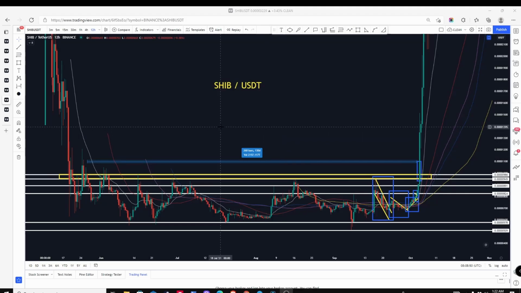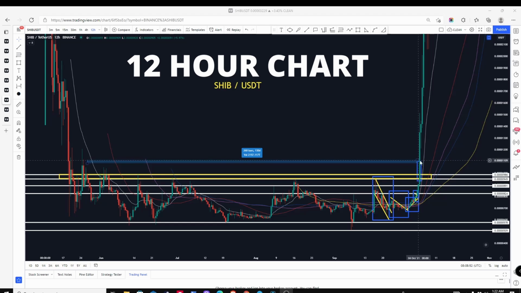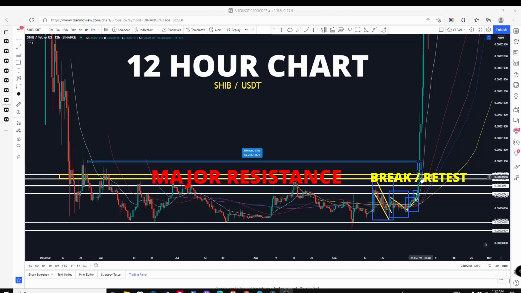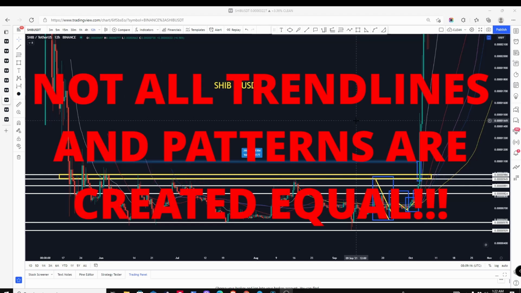Then we zoom back out to the 12-hour chart, and this little blue box right here was where that zoomed in break retest of that small falling wedge happened. And if you look, this was the giant zone of resistance that SHIB had spent 130 days below, and that break retest on the small time frame was actually it breaking through that major resistance and being able to push price to the upside, which helps you understand why not all trend lines and patterns are created equal.